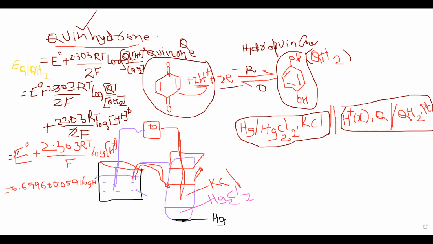Log H plus. It is equal to 0.6996 minus 0.0591 pH. Minus log H plus is equal to pH. In that way it is determined.